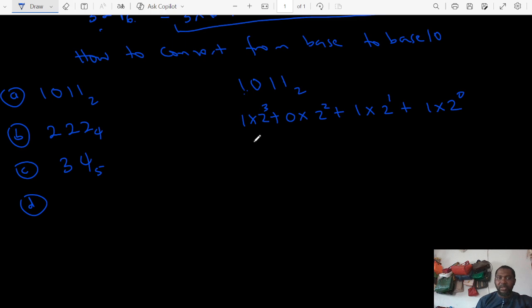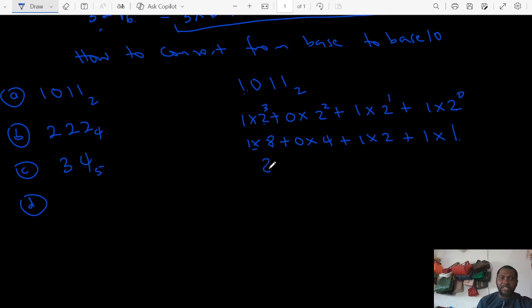Okay, so having this now, I can go ahead and solve this, because this means 1 times 2 raised to the power of 3 is 8. That means 2 times 2 times 2 is 8. Then plus this is 0 times 2 raised to the power 2, which is 4, yeah, 2 raised to the power 2 means 2 times 2, which is 4. Now this is 1 times 2 raised to the power 1 is 2, plus 1 times 2 raised to the power 0 is 1. Any number raised to the power 0 is 1.